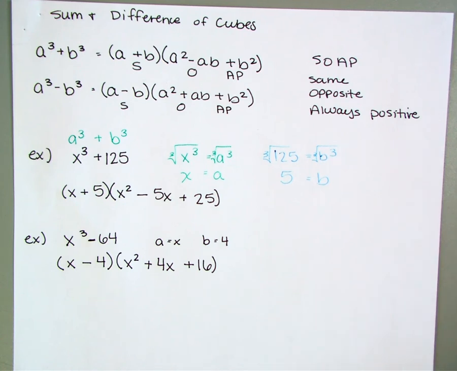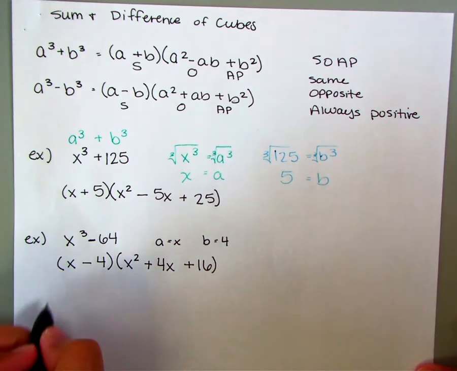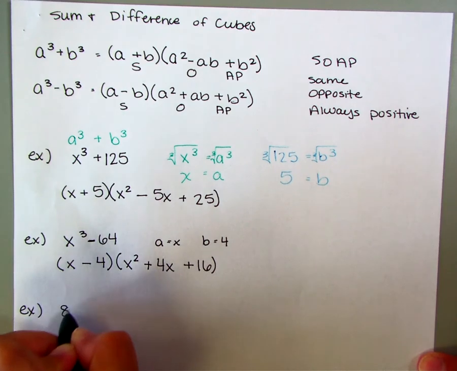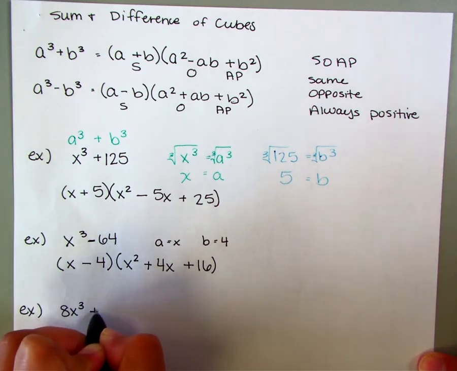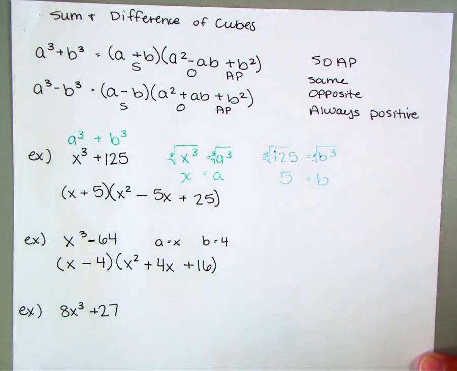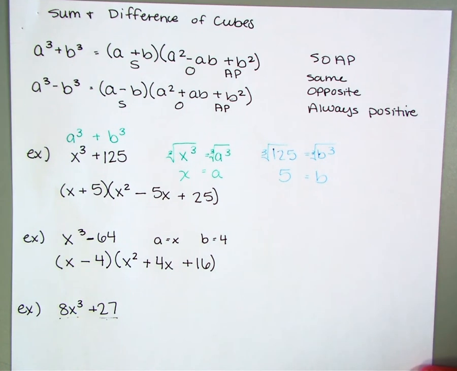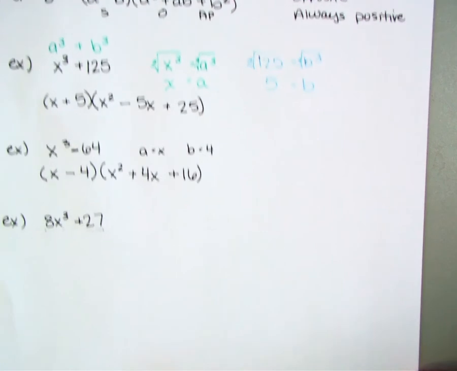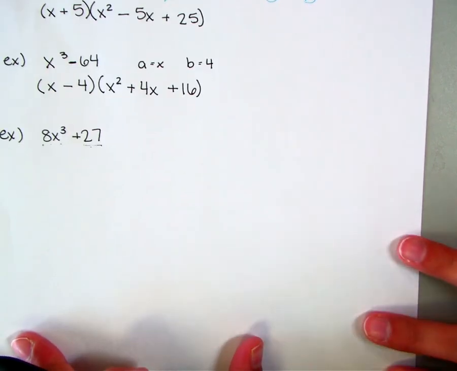Let's look at a little bit more complicated ones, maybe some coefficients that aren't 1. So let's look at 8x cubed plus 27. So here I've still got an a cubed and a b cubed. It's still 2 terms. We know that 8 is a perfect cube. We know that 27 is a perfect cube.